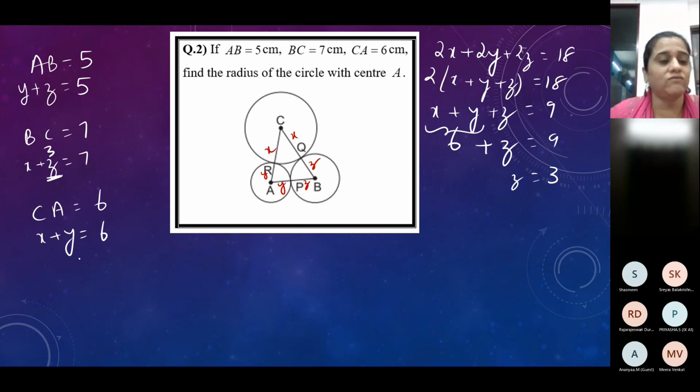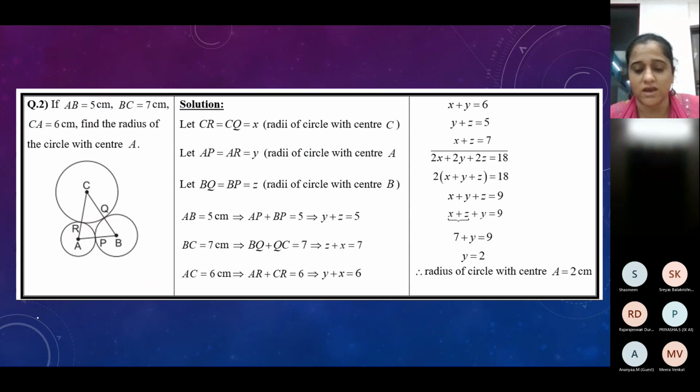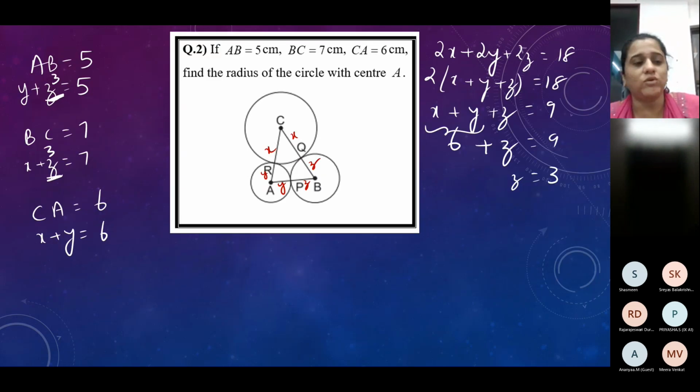And what else should you find? Y. Y you can find from anywhere. So z is 3, so y will be 5 minus 3, 2. Very good. But we have to find only the circle with center A. The radius of the circle with center A. So that is only y we have to find. Have I found everything? Yeah, I found only y.